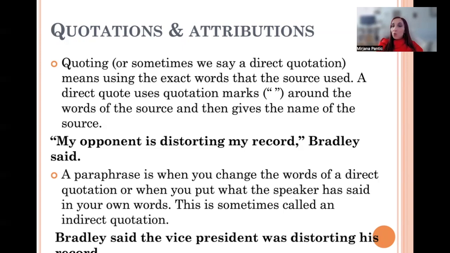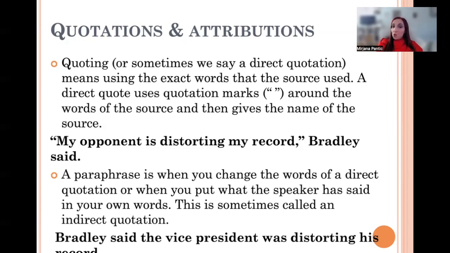Sometimes we use a paraphrase. What does it mean? So you're gonna look at what the person you're quoting said, but you're not gonna quote them directly. You are going to paraphrase them instead. Why would you do that? Let's take a look at the example first, and then I will explain.